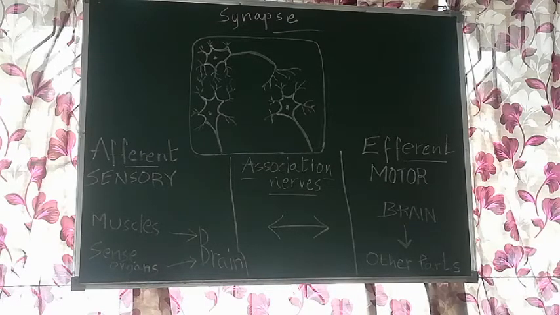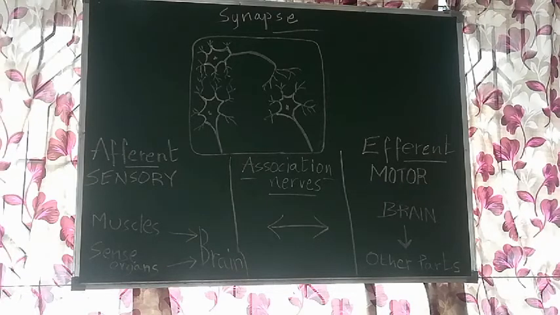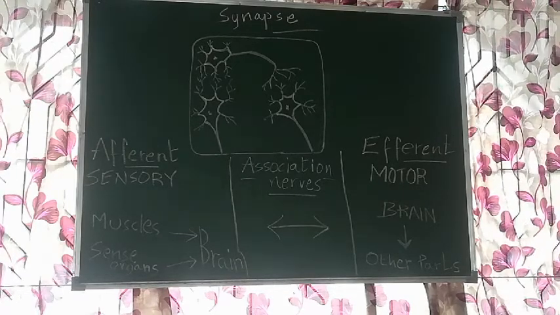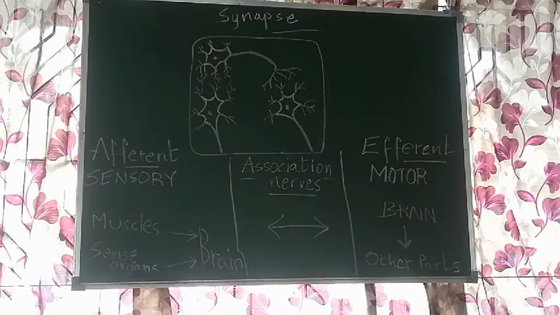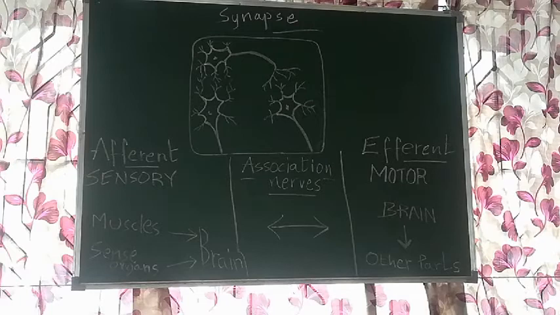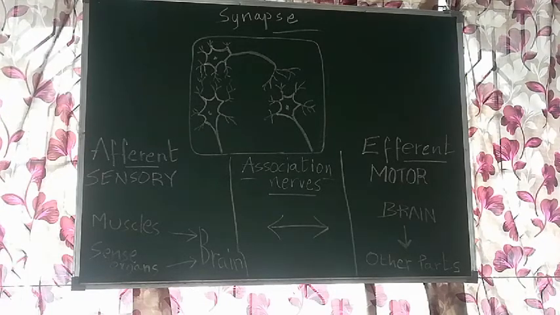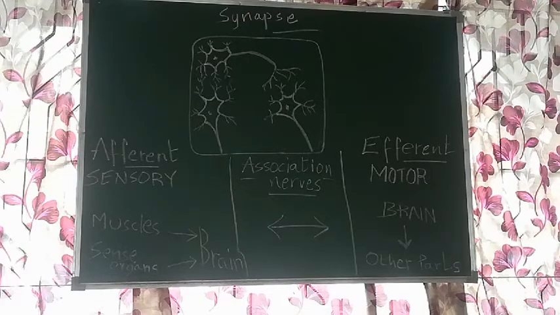Now in this class, in the last class I covered the neuron, the nerve cell, the basic structural and functional unit of the nervous system. And here we will see what is called a synapse. S-Y-N-A-P-S-E. It's a junction, actually a connection between what and what.